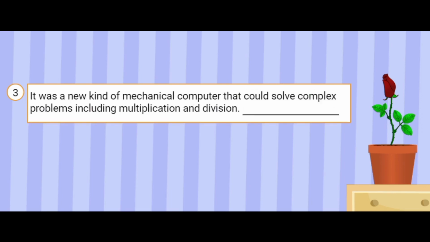Third question. It was a new kind of mechanical computer that could solve complex problems including multiplication and division. What is the answer? Let's check the answer. That is the analytical engine.